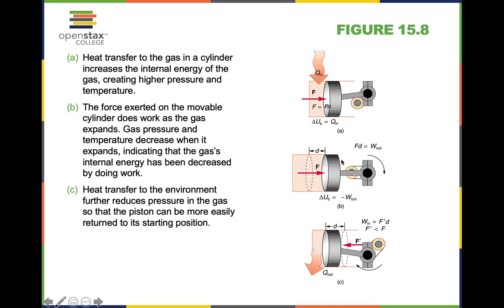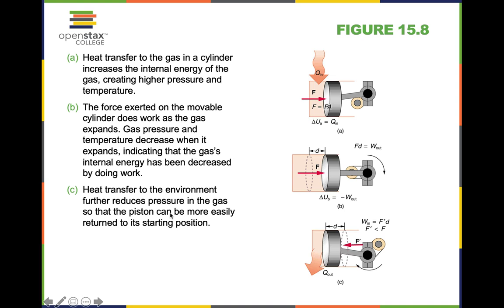So here we have a distance where the cylinder moves, so we have our distance for work. We know a force is being pushed back on it, and the work done is going to be in this rotational motion, where work out is going to be F times D. So here is our internal energy.